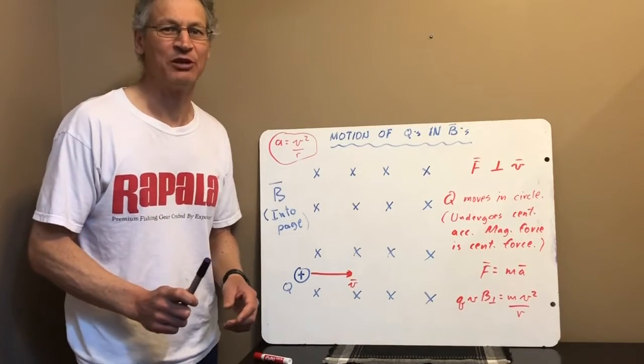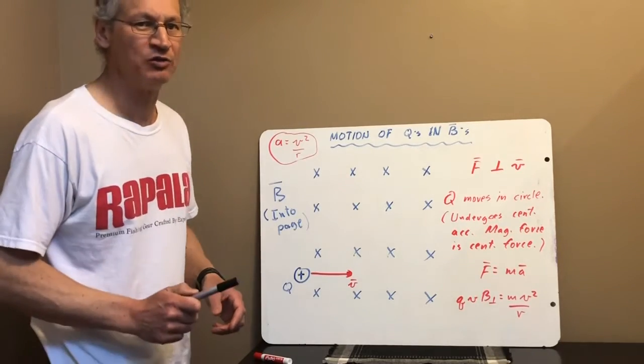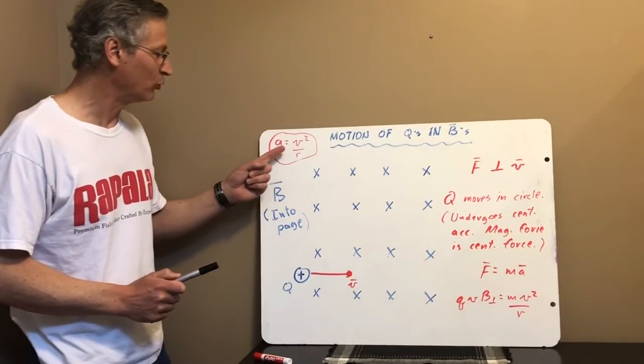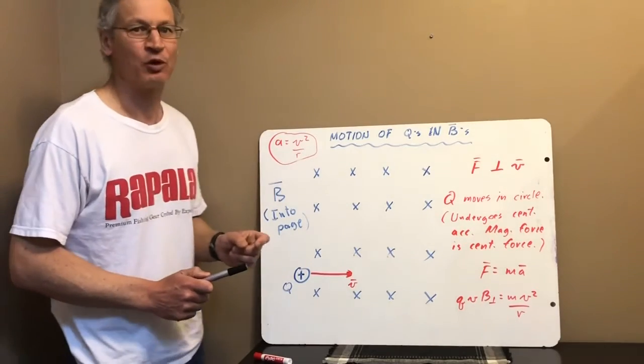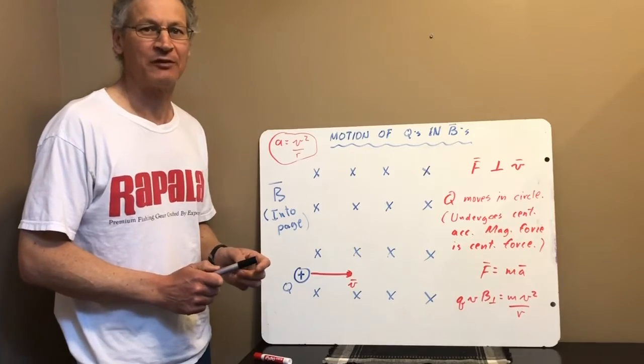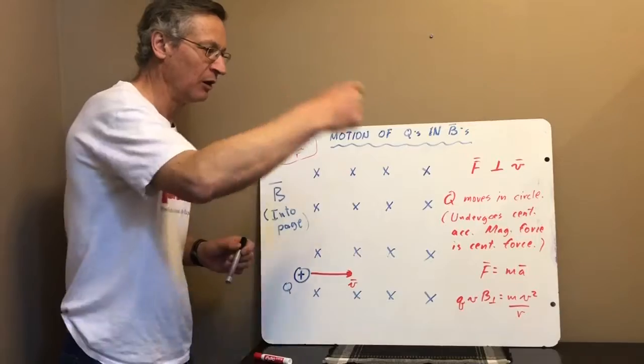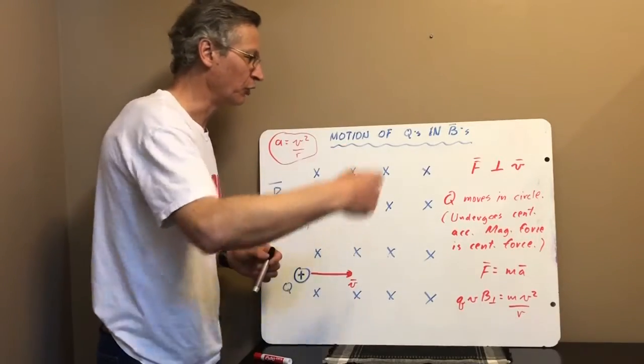Hi, welcome to day 35, and today's episode is brought to you by a whole formula this time. You probably recognize this, a equals v squared over r. That's of course how you calculate centripetal acceleration, the inward acceleration if something is moving around in a circle.